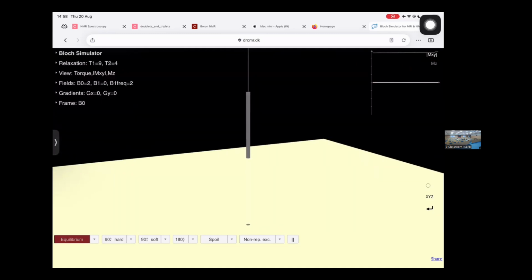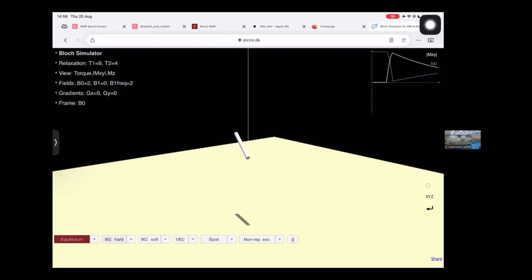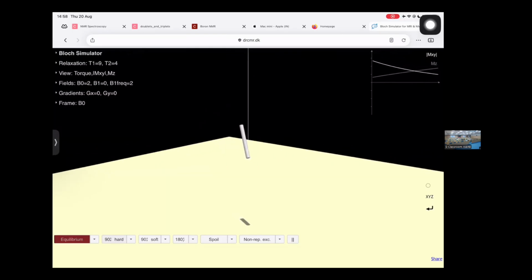Okay, let's repeat that experiment and stop today's class. If you hit it down, the Mz component is coming up as the gray line on the top right graph, where it slowly is recovering.